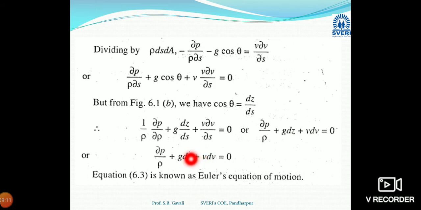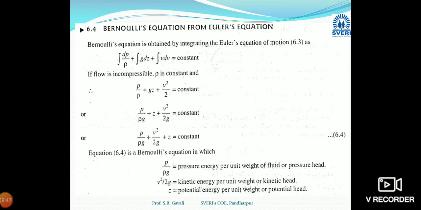And this equation, that is ∂p/ρ plus g dz plus v dv is equal to 0, is called Euler's equation of motion. And what is the significance of this? In a fluid flow the pressure may change, potential energy may change, kinetic energy may change, but the net change is equal to 0. So this dp, dz, dv represent the change in pressure energy, potential energy, and kinetic energy. And net change equal to 0 means that the energy of fluid flow always remains constant.